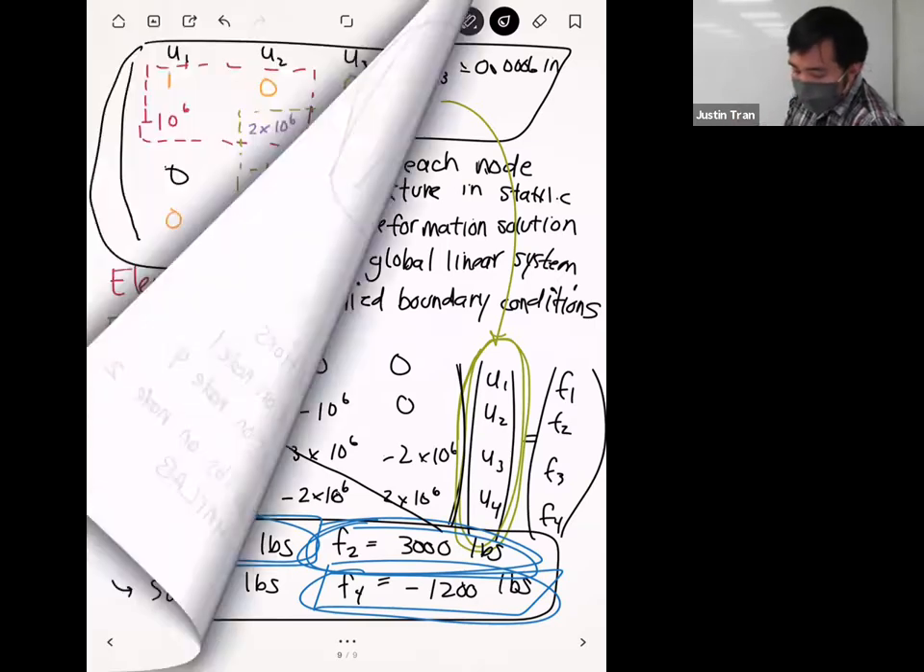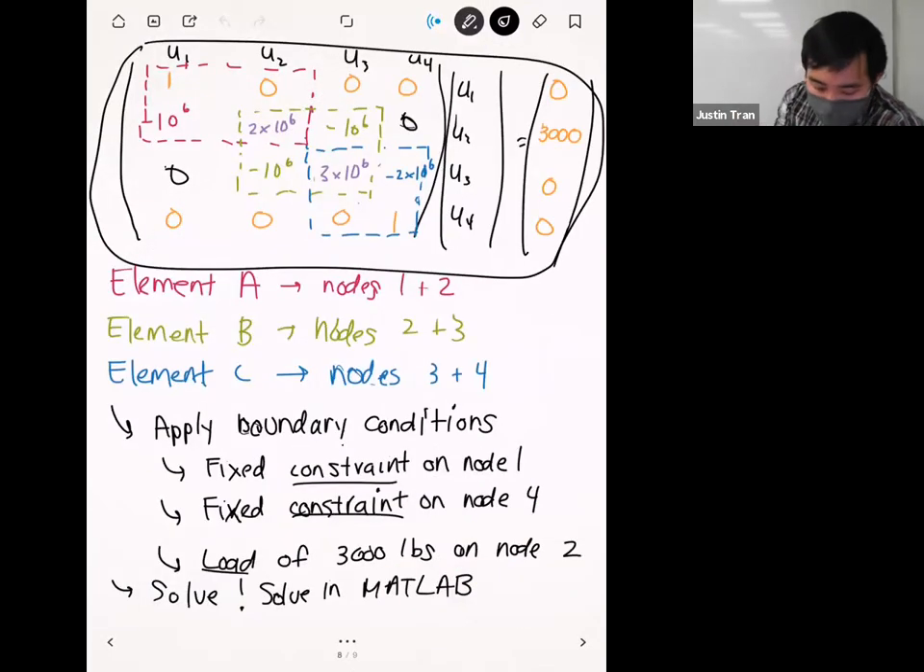So what the boundary conditions do is modify the global linear system so that you can actually solve for a unique solution. The number of boundary conditions is not correlated with the number of unknowns at all. It just makes sure that you can get a unique finite element solution from the linear system.